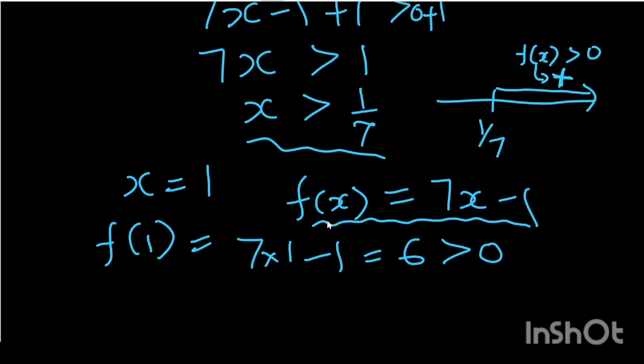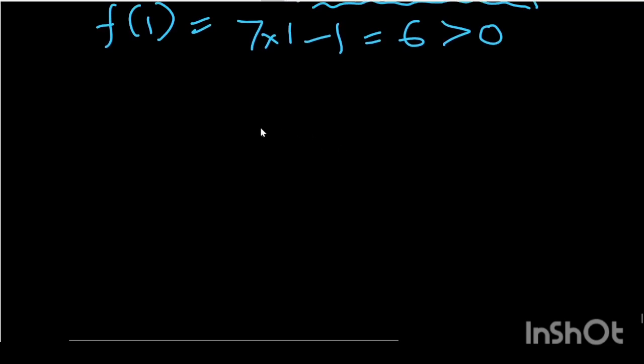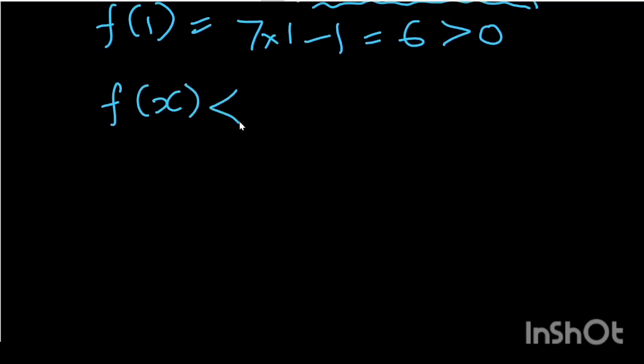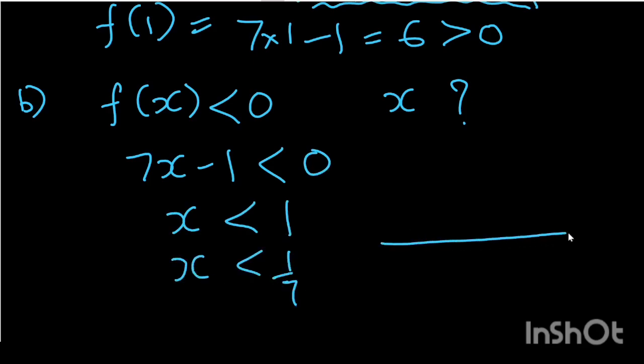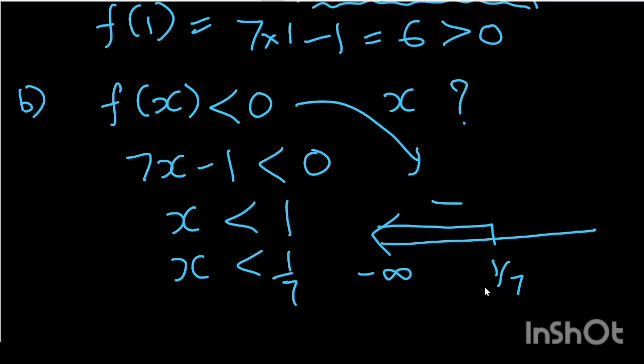So similarly, for f(x) lesser than 0, what is x? Again, let's say this is part B of this discussion. So 7x minus 1 less than 0, again adding 1 both sides and then taking 7 in the denominator, x less than 1 by 7. What we get is 1 by 7 after plotting, x less than 1 by 7. So the left side of the number line, minus infinity to 1 by 7. So f(x) is negative means we will write it minus sign.